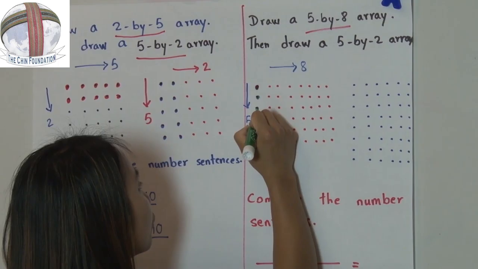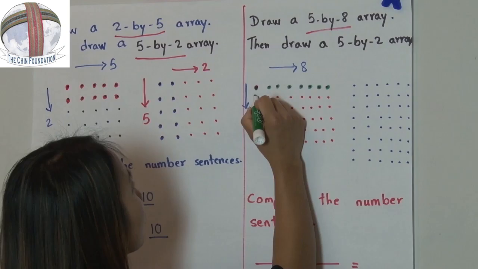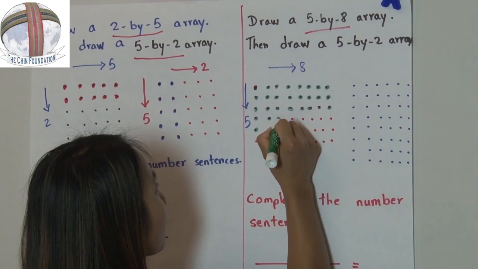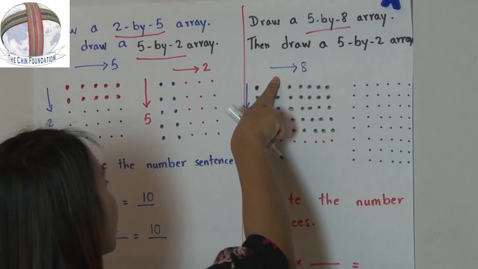1 2 3 4 5. 1 2 3 4 5. 1 2 3 4 5 6 7 8. Okay, now draw a 5 by 2.